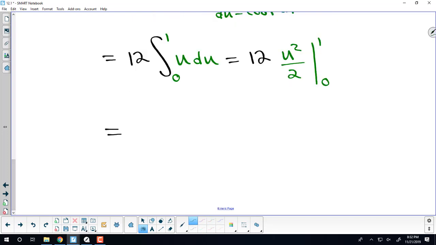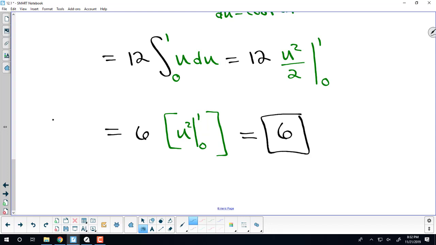So we've got 6 u squared from 0 to 1, which is 1 times 6, which is 6. So the arc length L is equal to 6.